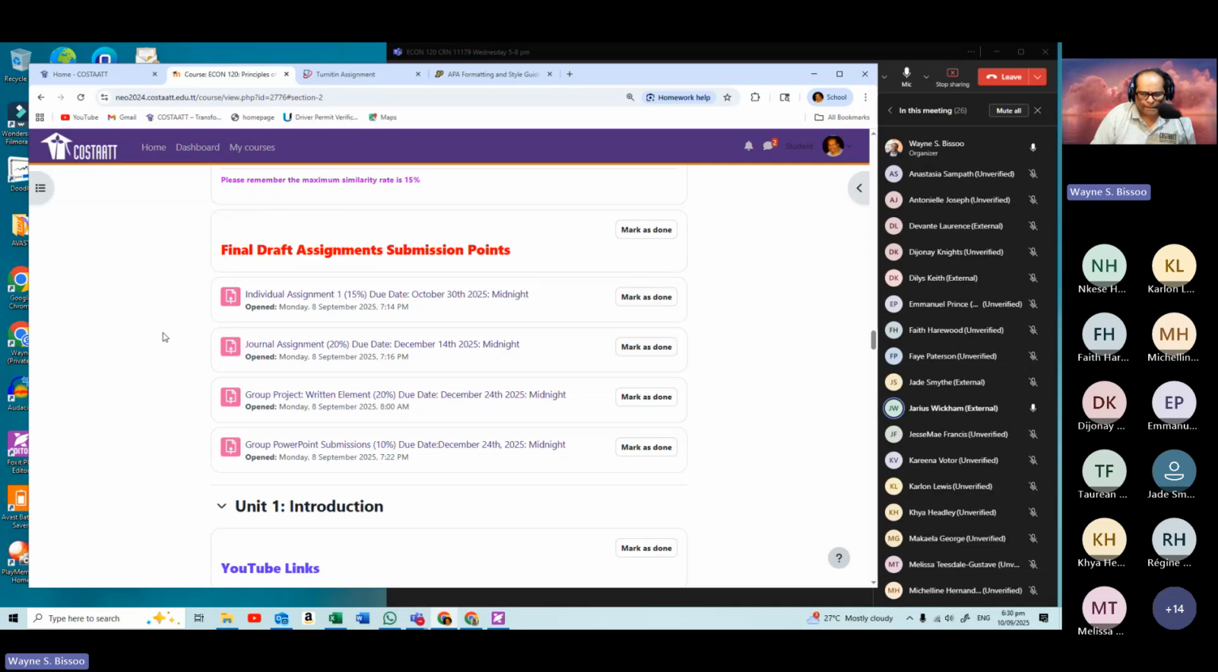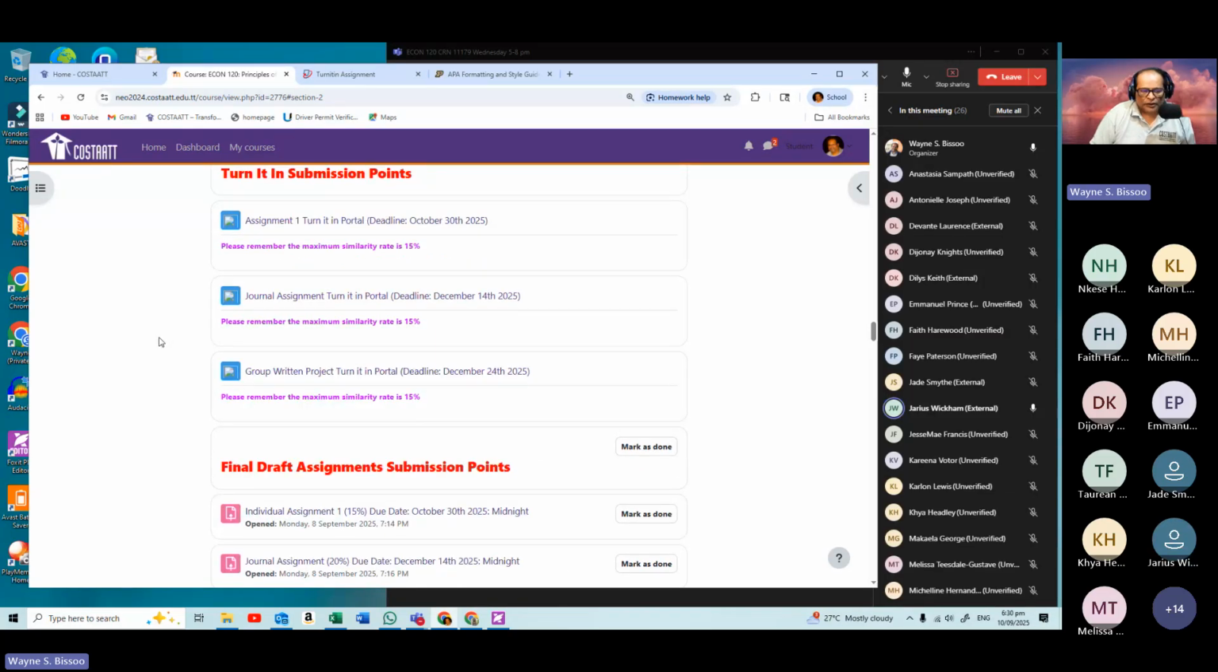Basically, it's two submissions, so one assignment for each. The one I'm marking is the final draft. I'm not marking the Turnitin. But I would work with you to help you understand how the Turnitin works. It also gives me a good idea, by looking at your Turnitin, to see if you're maintaining your quality.